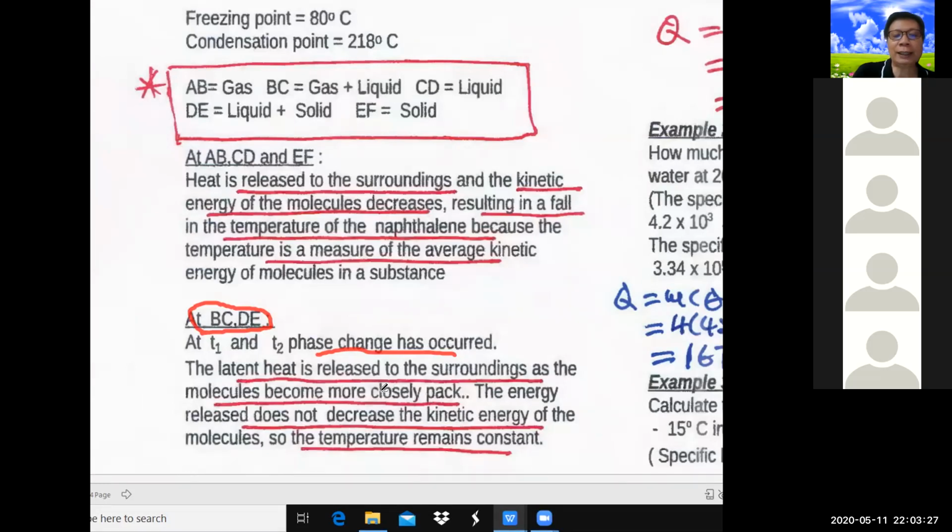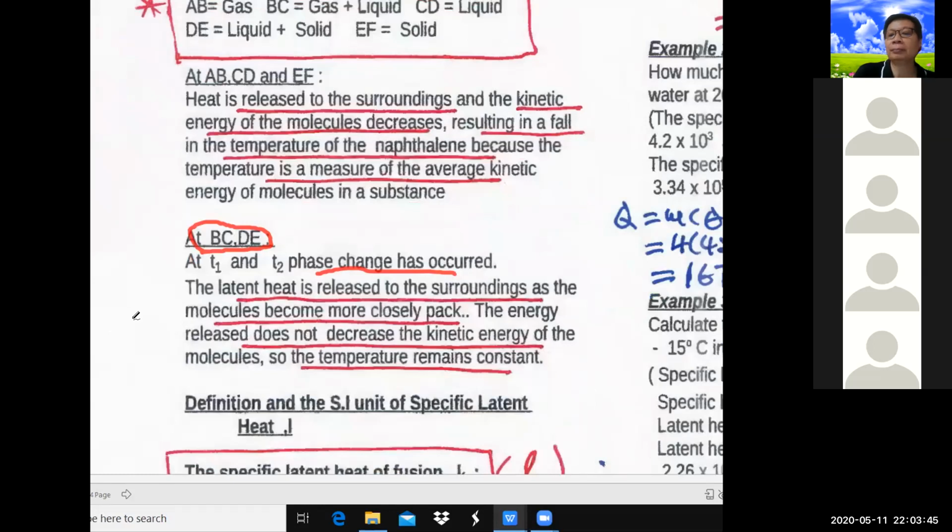The energy released is used to make the molecules become more closely packed, to pull the molecules closer. That's why the energy released does not decrease the kinetic energy of the molecules. So the temperature remains constant. Okay? Understand?